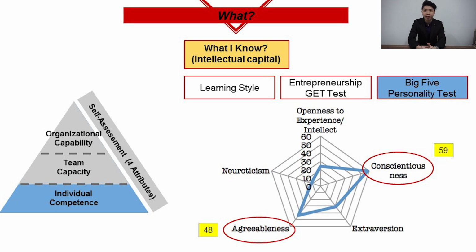Now moving on to the Big 5 personality test. In this test, I got higher scores in agreeableness and conscientiousness. Conscientiousness is the personality of being honest and hardworking. A high score of conscientiousness explains my personality trait of being an honest and hardworking person. Agreeableness is how an individual adjusts their behavior to suit others. A high score of agreeableness explains that I am an individual who will adjust my behavior to suit others. That's all about my individual competence.